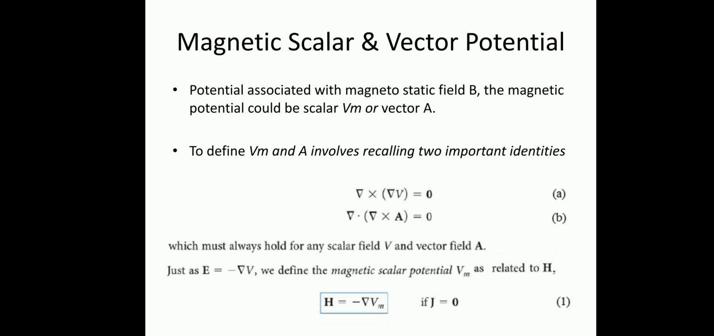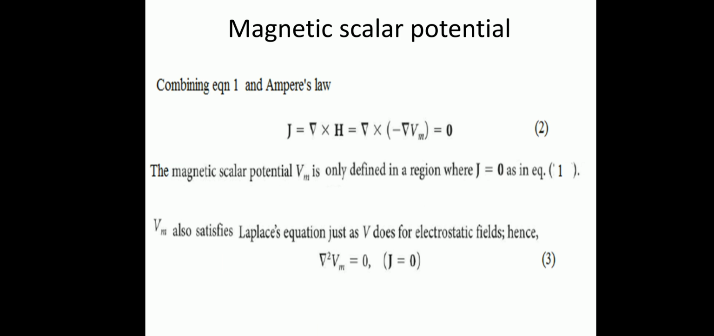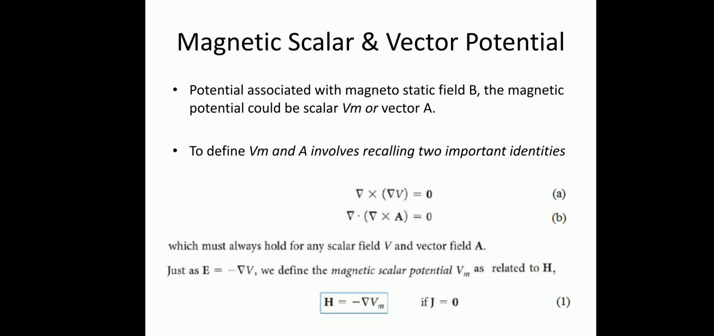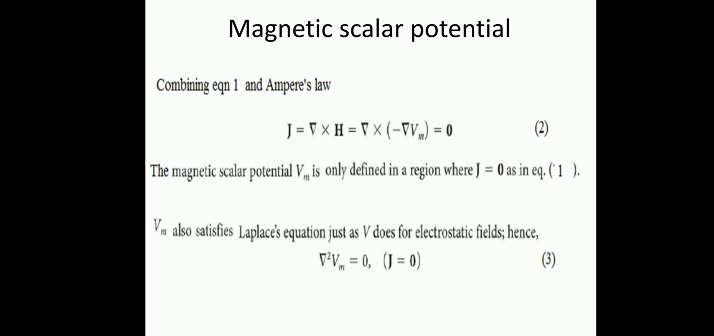So for a medium having J equal to 0, current density equal to 0, only then can we define the magnetic scalar potential Vm, related as H is equal to negative gradient of the scalar potential, negative del Vm. That is the definition of the magnetic scalar potential. We can combine equation 1 and Ampere's law. Equation 1 is H is equal to minus del Vm, and Ampere's law is del cross H is equal to J.